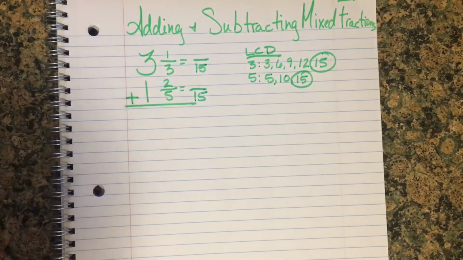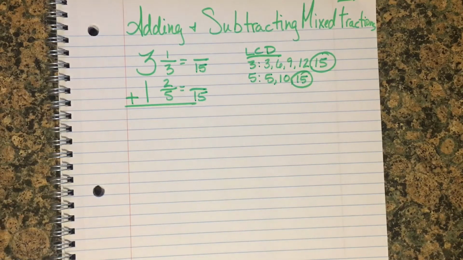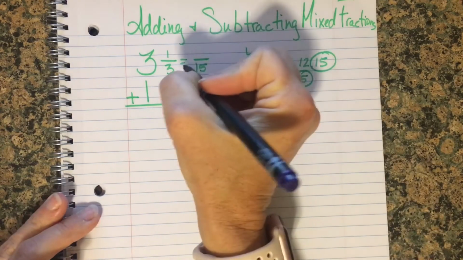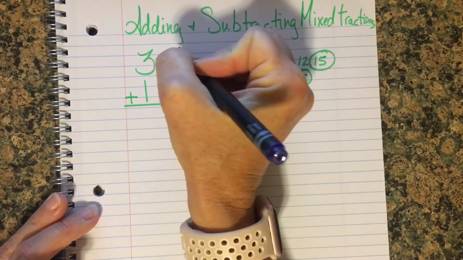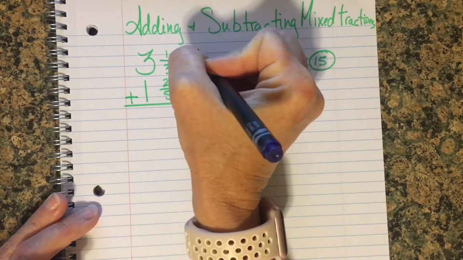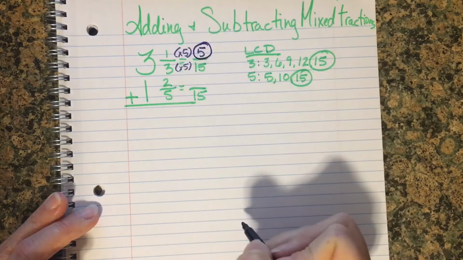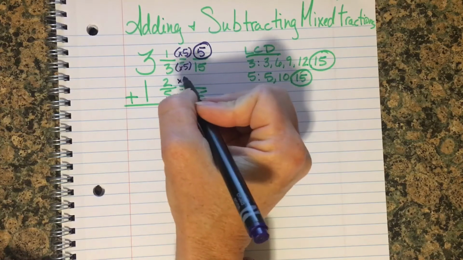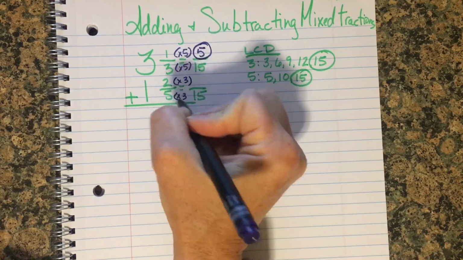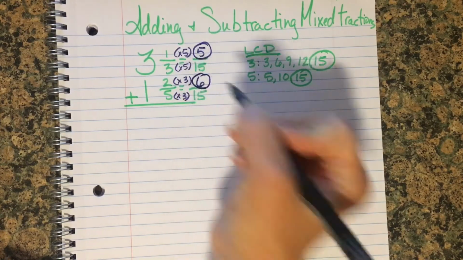making them equivalent fractions. So if I know 3 times 5 is 15, I'm going to do 1 times 5 up here. So my numerator is going to be a 5. 5 times 3 is 15. 2 times 3 is 6. So I'm going to have a 6 here.